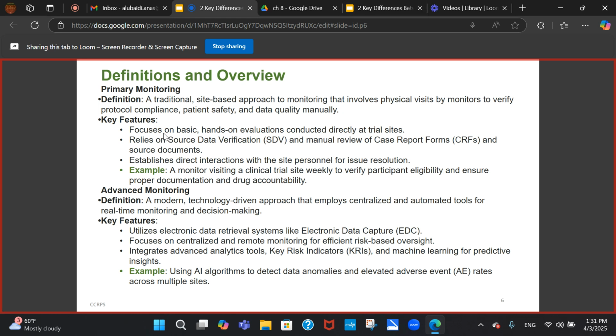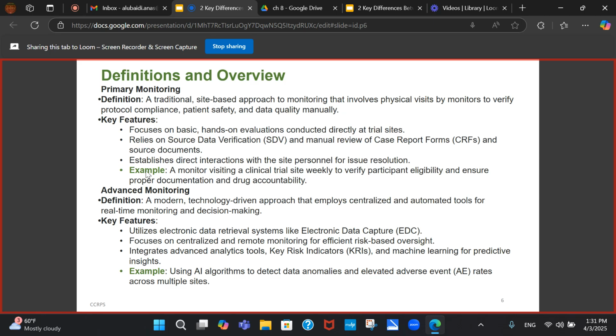The key features focus on basic hands-on evaluations conducted directly at trial sites. It relies on source data verification, SDV for short, and manual review of case report forms, CRFs for short, or what some experts call EDC, electronic data capture, and source documents. It establishes direct interactions with the site personnel for issue resolution.